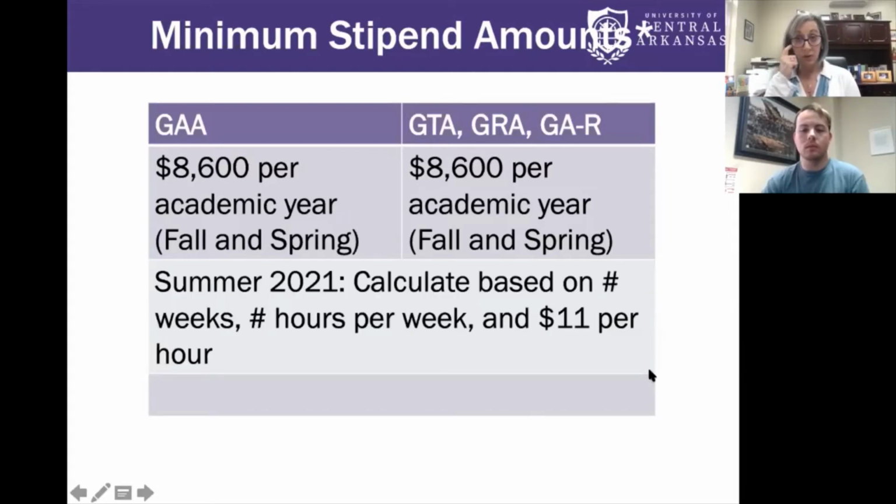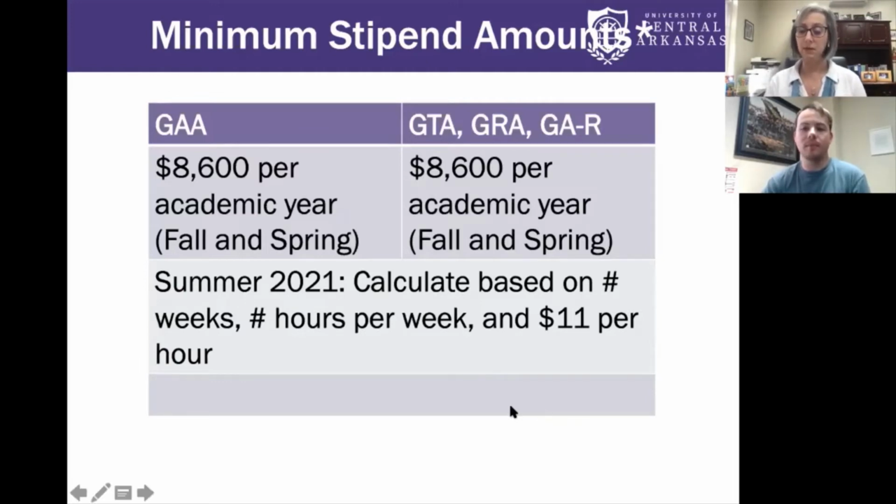For summer, because you've given us specific start and end dates on the PAF, you'll have to calculate the pay based on the number of weeks, the number of hours worked per week, and then paying at least $11 per hour. I think that's all I have on this section. Mackenzie, do you want to add anything at this point? I don't think I have anything for this section.